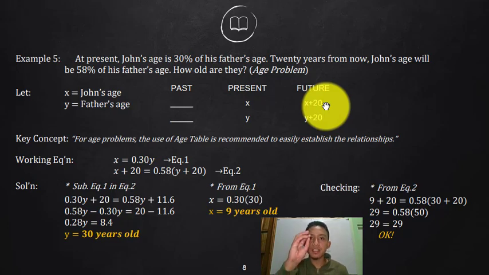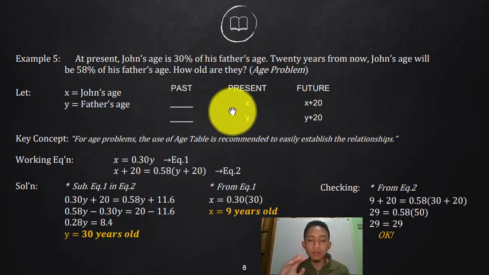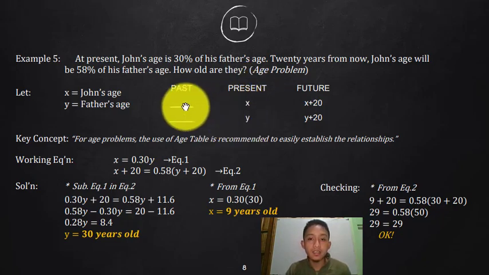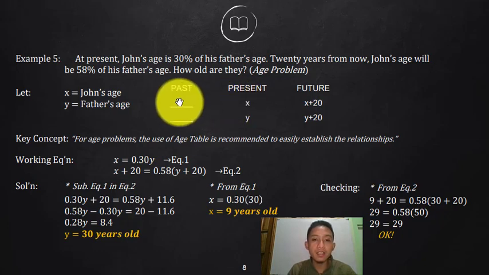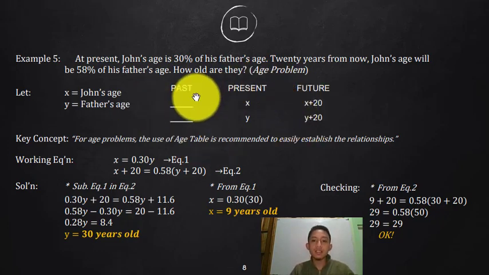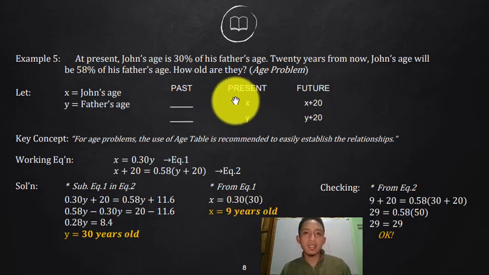For example, if there is a given scenario on the past, let's say for the past 10 years, for example only, but not in this problem. So you can fill this up with x minus 10. That is past, isn't it? If the age at the present is x, and we are talking here of the past 10 years, that will be x minus 10, and here will be y minus 10. So that is how you will accomplish your age table.